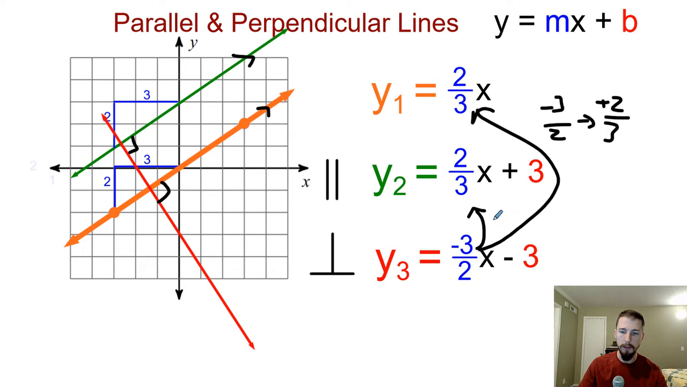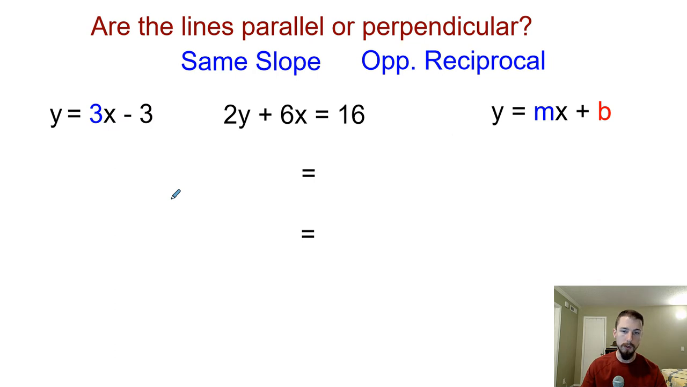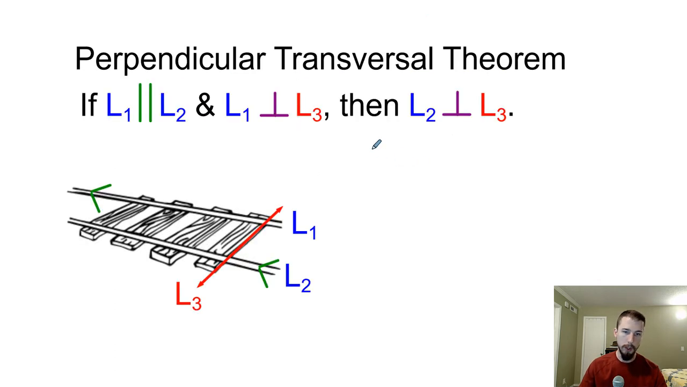And sure enough, -3/2 is going to be the opposite reciprocal of 2/3, so it would be perpendicular. Now that's also called the perpendicular transversal theorem, which I'll show you really quick here. The perpendicular transversal theorem says that if two lines are parallel and the third transversal is perpendicular to one of them, so line 3 is perpendicular to this rail here.